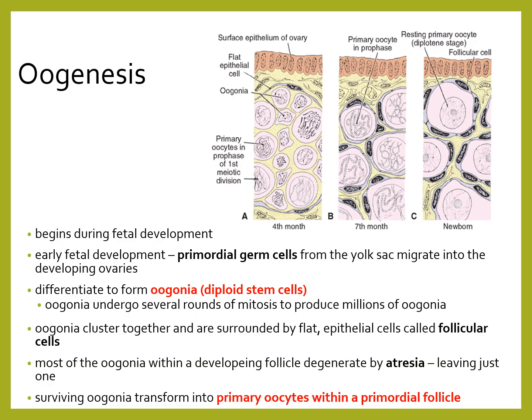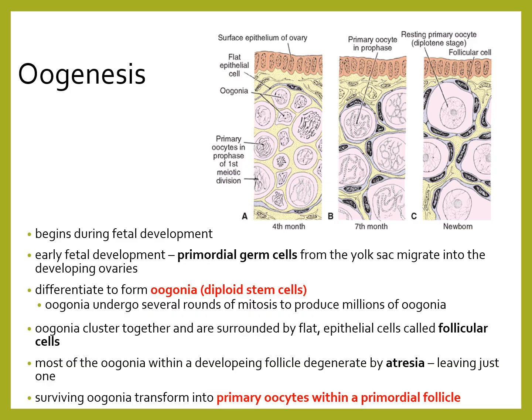Oogonium is the singular. Now, these primordial germ cells that migrate out from the yolk sac and into the developing ovaries are the exact same primordial germ cells that migrate out from the yolk sac and end up in the developing testes. So it is the same idea. In gonad development, you have primordial germ cells that migrate into the developing gonads. And depending on whether you are developing a testes or an ovary, they will form spermatogonia or oogonia. Either way, these cells are diploid stem cells.